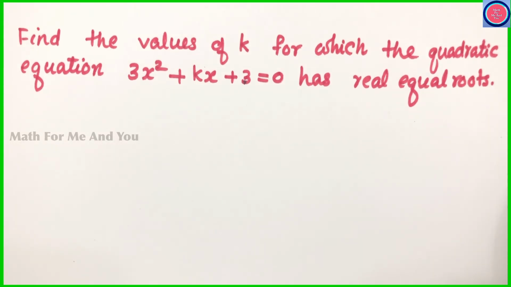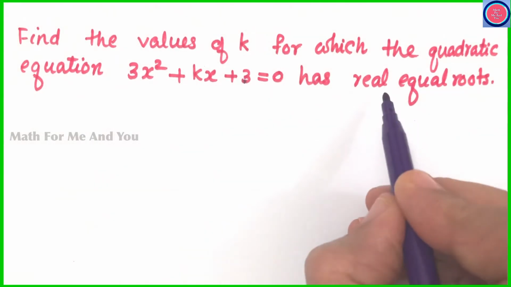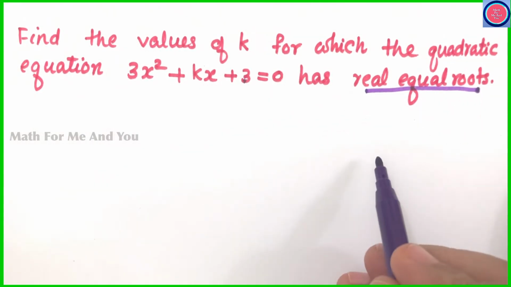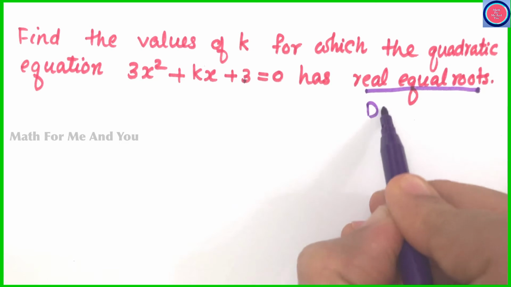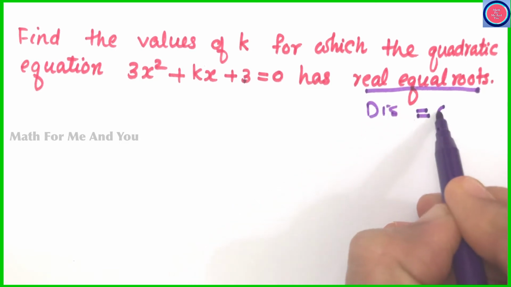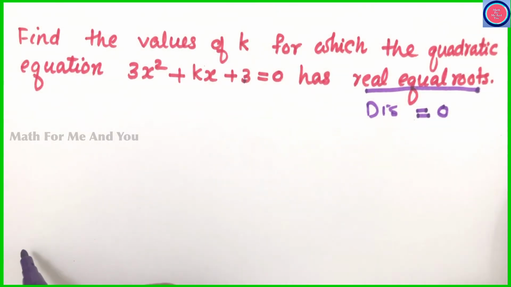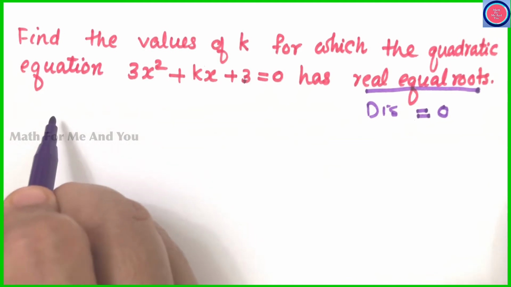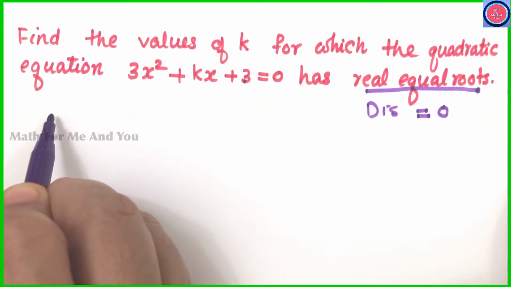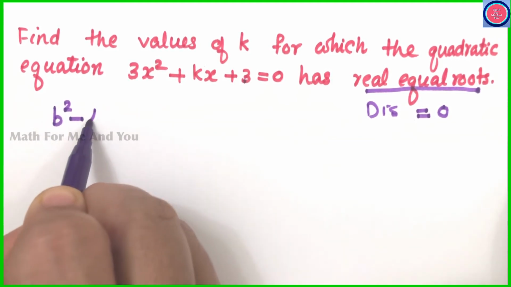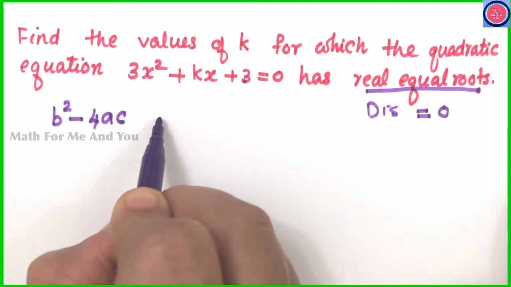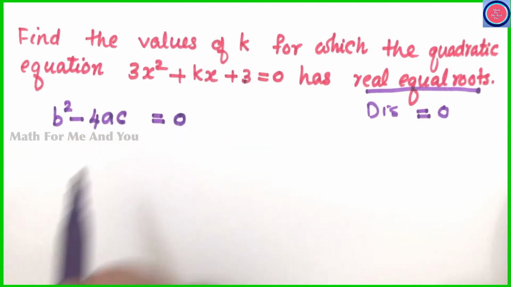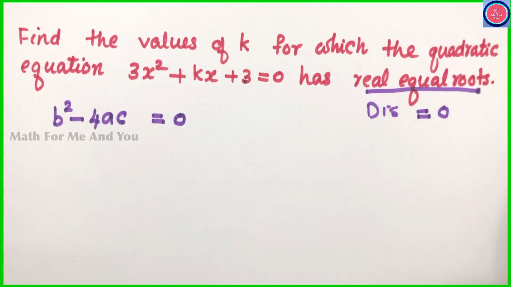Next question, find the values of k for which the quadratic equation 3x square plus kx plus 3 equals 0 has real equal roots. Real equal roots, that means here also we need the discriminant. If the discriminant is equal to 0, we get two equal real roots. Okay, what is the discriminant? It is b square minus 4ac. We need this to be equal to 0 because it has equal roots.